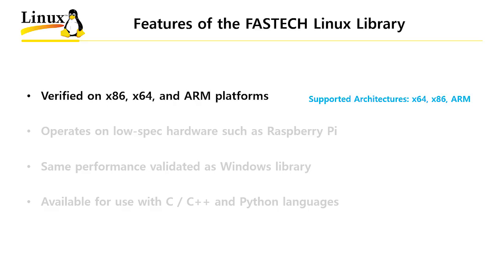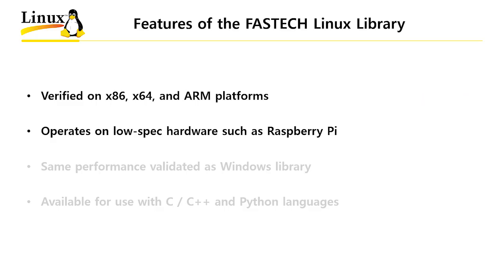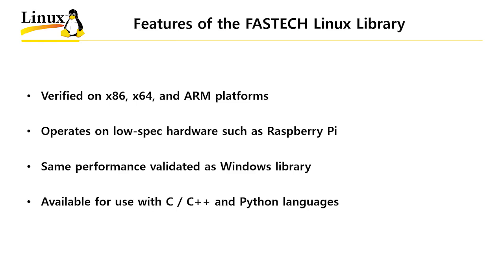The FASTECH Linux library offers broad compatibility across a wide range of system architectures. It also delivers excellent performance even on low-spec hardware, such as Raspberry Pi. And depending on the hardware, it can achieve response speeds comparable to, or even faster than, Windows. It supports multiple programming languages, including C, C++, and Python, and provides example code along with detailed documentation for each language.